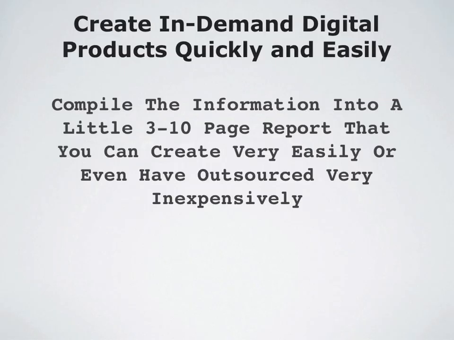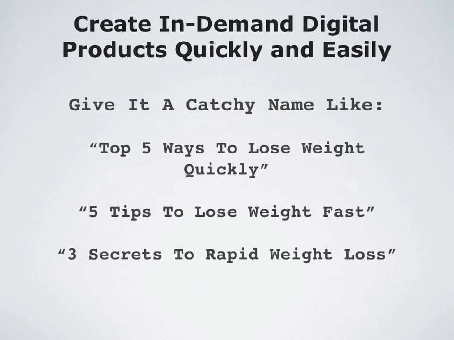And once you've compiled this report, the important part, more important than the information inside of it, and this really is the truth, is that you need to give it a catchy name, something that is going to perk people's interest. Something like, top 5 ways to lose weight quickly, 5 tips to lose weight fast, 3 secrets to rapid weight loss, the secret of how I lost weight quickly, something that is going to entice people to read.